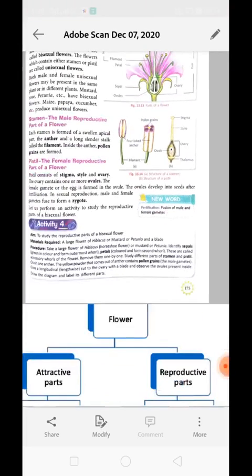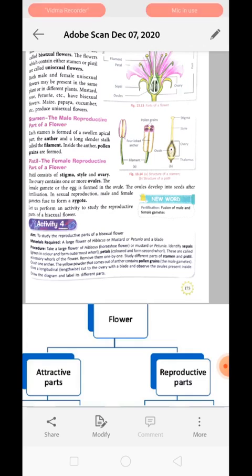produce unisexual flowers. That is why some papaya plants are not able to produce papaya. Why? Because they produce more male flowers in comparison to female flowers. That is why the number of papayas on the plant has decreased.